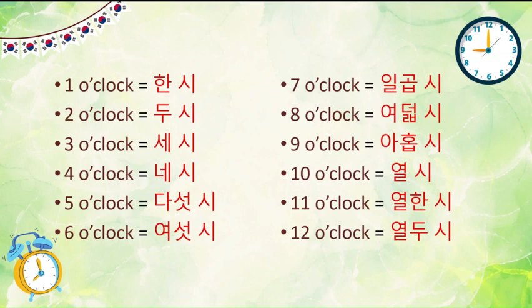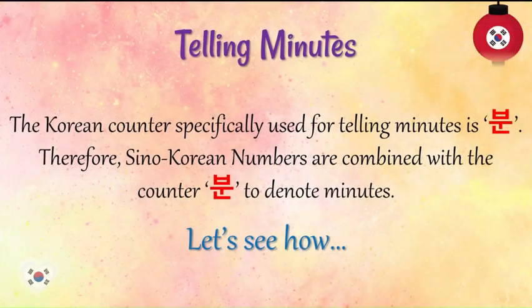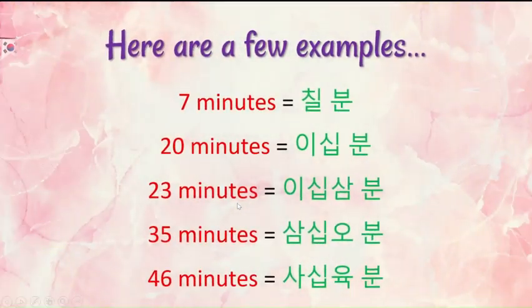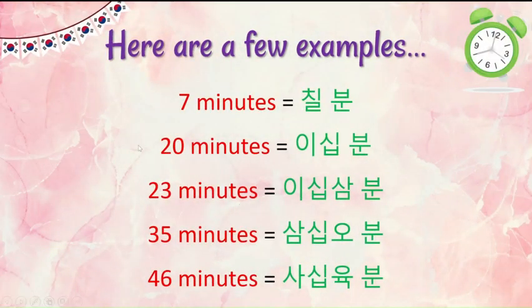Fine. Now let's move ahead and talk about minutes. So if you want to tell minutes in Korean, then the counter that is used for telling minutes is 분. Okay, and as I said, Sino-Korean numbers are used to count minutes. So these Sino-Korean numbers are combined with the counter 분 to denote minutes. Let's see a few examples to understand this concept more clearly.